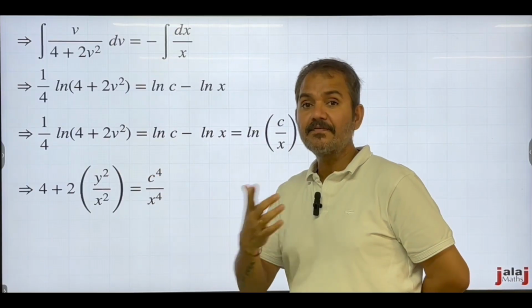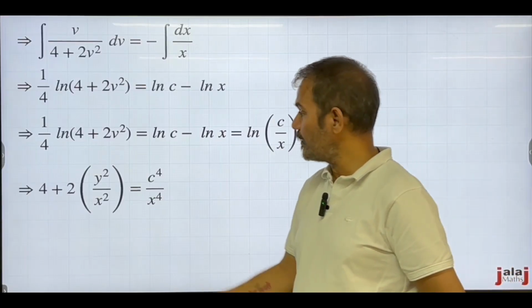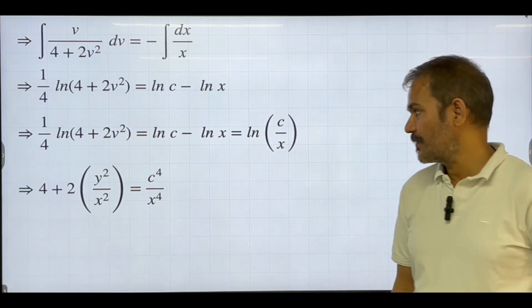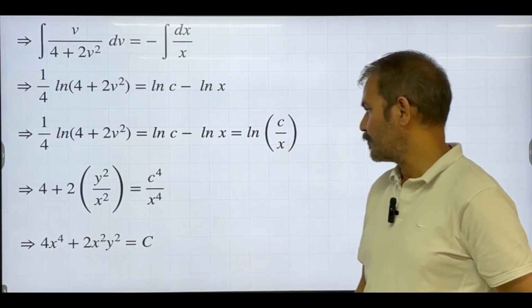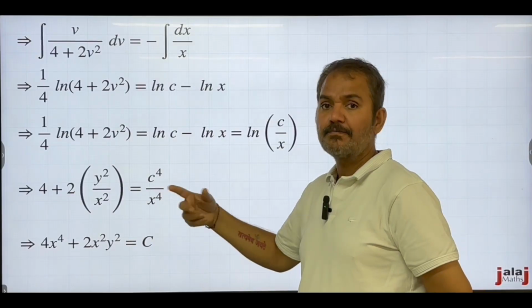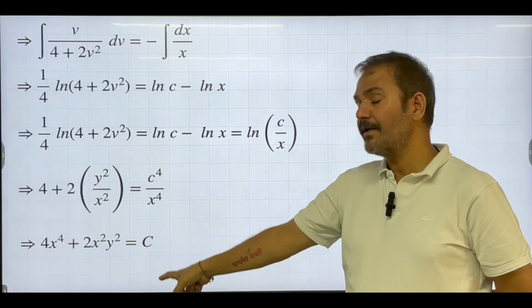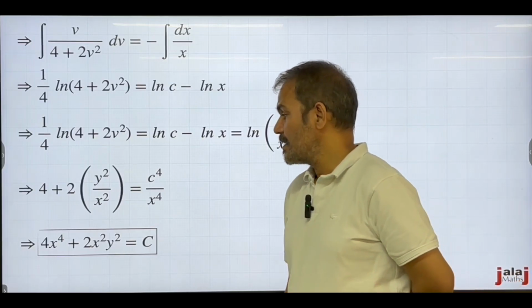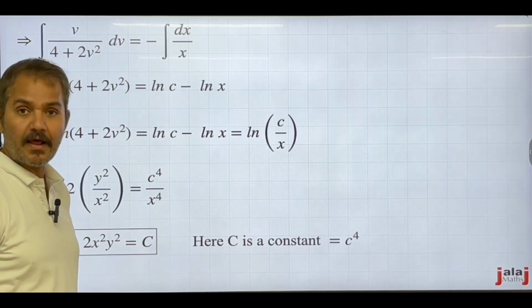Now, v is something that we introduced, so we have to replace it by its value in terms of x and y. So you get 4 plus 2y squared over x squared is equal to c to the power 4 over x to the power 4. I think it's a good form, I like this, but you can still simplify it to 4x to the power 4 plus 2x squared y squared is equal to c to the power 4, but a constant raised to the power of 4 is another constant, so you can write it as capital C. So this is the solution of the differential equation, and since it has plus c, it is a general solution and it represents a family of curves.